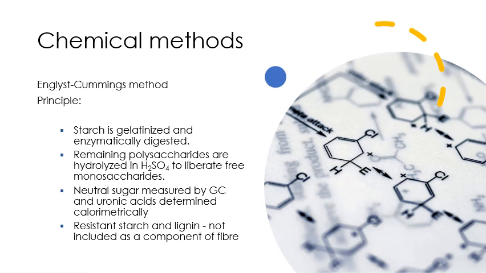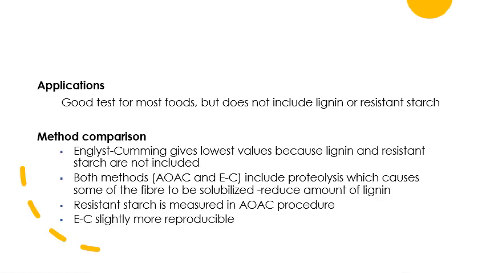A common chemical method used to measure fiber is the Englyst-Cummings method. In principle, the starch is first gelatinized and enzymatically digested. The remaining polysaccharide is then hydrolyzed in sulfuric acid to liberate free monosaccharides, and these neutral sugars are measured by GC, and uronic acid is determined colorimetrically. But resistant starch and lignin are not included as components of fiber. This method is a good test for most food, but the problem is it doesn't include lignin and resistant starch.